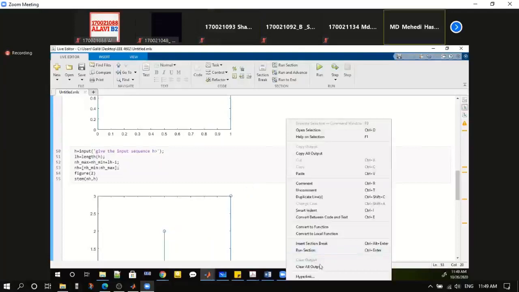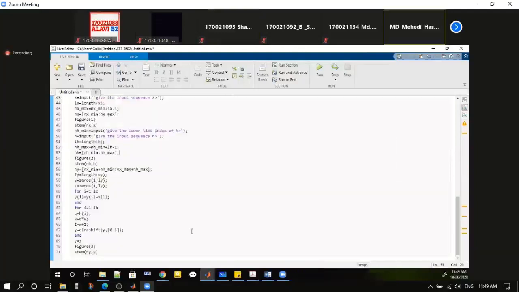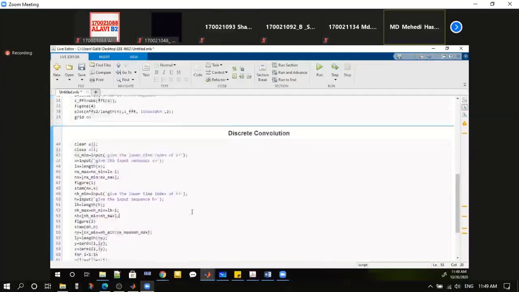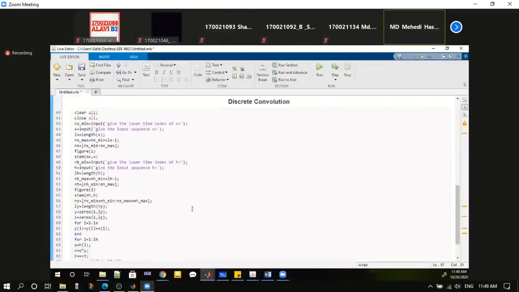So I have to just create the output. Okay, about this convolution, about this one. For this particular one, I will again give 10 minutes to you. I will again ask the question at 12.